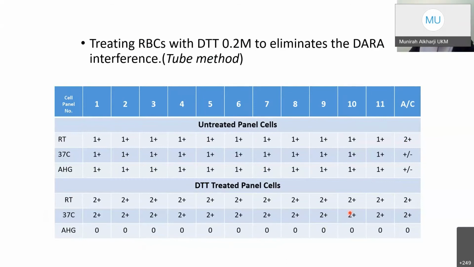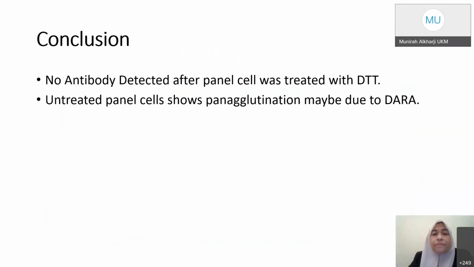Then we treated this patient's cells with DTT. It showed AHG, all reactions are negative, which means that we have already eliminated the daratumumab drug interference. In conclusion, no antibody detected after the panel cell was treated with DTT. The untreated panel cell shows pan-agglutination due to the daratumumab drug.